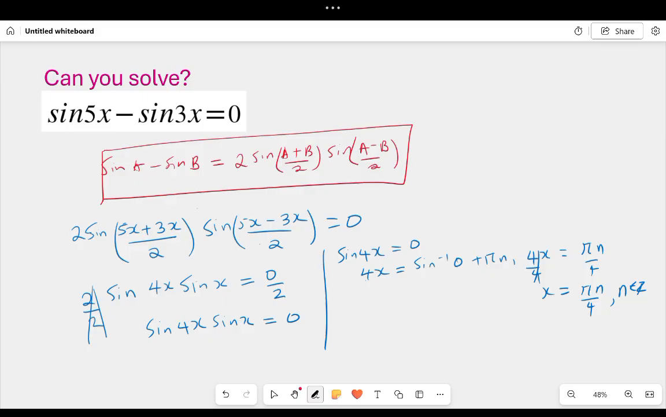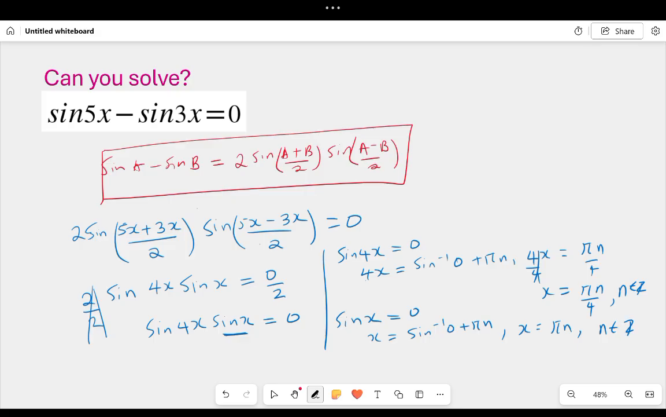Now, the second scenario is this. When we have sine x is equal to 0, and therefore x will be equal to the sine inverse of 0 plus pi n. And therefore, our x will be equal to the sine inverse of 0 is 0, so we are just going to have pi n, whereby n refers to all the integers.